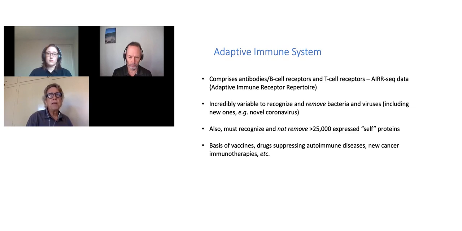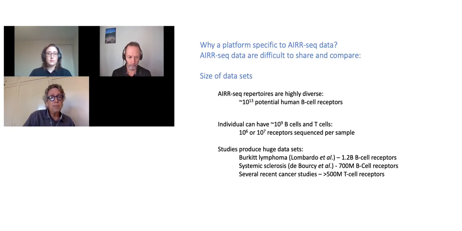This system has to recognize and not remove all of the self-proteins in the body, maybe 25,000 self-proteins. And these repertoires are incredibly important to the entire immune system, which brings any sort of disease that has an immune component, such as vaccines or autoimmune diseases or new cancer immunotherapies. So we're working here with the adaptive immune system, and trying to deal with these AIRR-seq data that are so critical to the adaptive immune system. So it's important to motivate why you need an entire new initiative for these type of data.